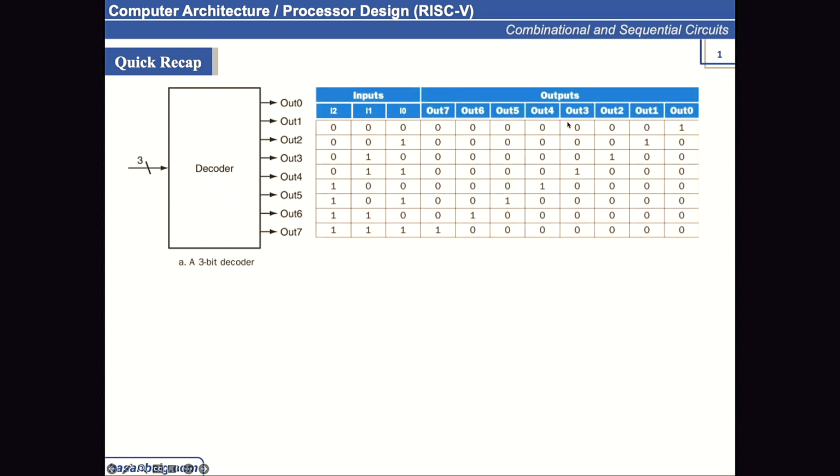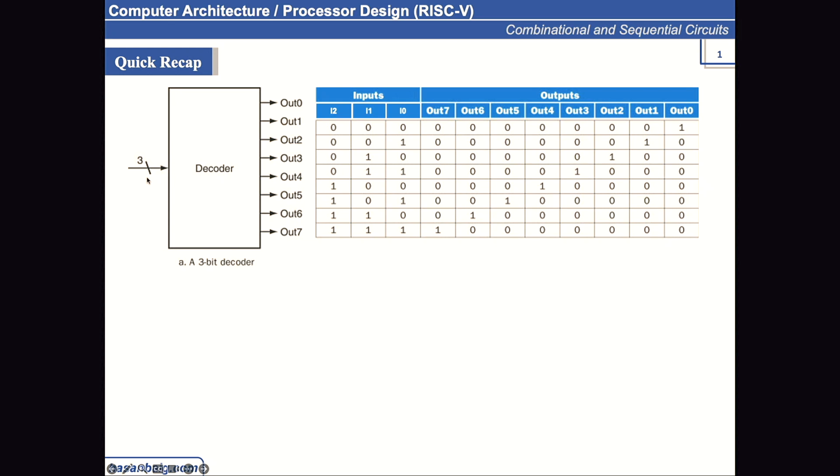So the truth table looks like this. You have three input lines for this particular one. If you have three inputs, you will have 2 to the power 3 output lines. That's why it is called a 3 to 8 decoder. If we have 5 inputs, then we will have 2 to the power 5 output lines. And only one of them can be active at a given instant of time.